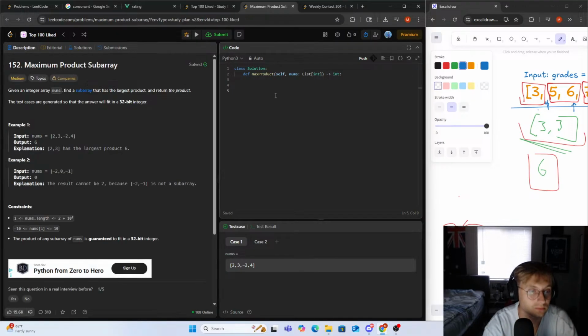So, maximum product subarray. Given an integer array nums, find a subarray that has the largest product and return the product. The test case is generated so that the answer will fit in a 32-bit integer. For 2, 3, negative 2, 4, we're given 6. 2, 3 has the largest product, 6. Negative 2, 0, negative 1: the result cannot be 2 because negative 2, negative 1 is not a subarray.